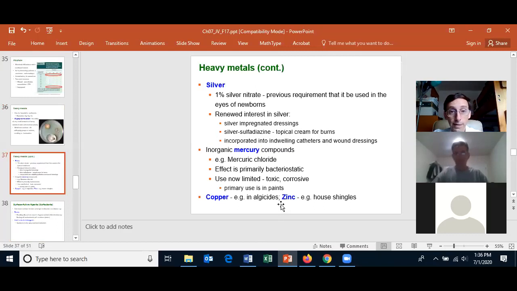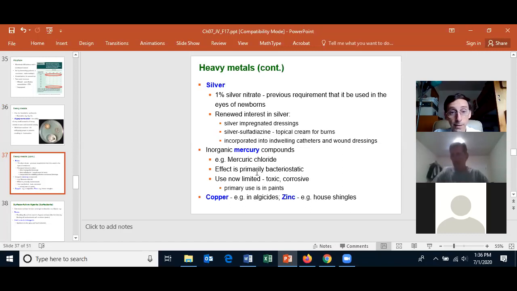Silver, like 1% silver nitrate. It used to be used in the eyes of newborns to prevent them from getting infected after they were born. I don't think that's used anymore. But there's renewed interest, like I said, in silver impregnated dressings. You can get silver sulfadiazine in a topical cream for a burn. And they put it into catheters as well as wound dressings to prevent infections when the catheter is used.